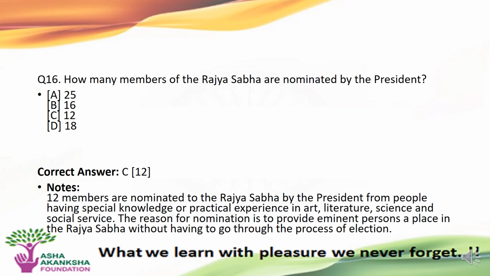The next question is, how many members of the Rajya Sabha are nominated by the president? The options are A. 25, B. 16, C. 12, and D. 18. The correct answer to this question is option C. That is, 12 members of the Rajya Sabha are nominated by the president. Basically, these 12 members represent various facets of the culture and the holistic view of a country. These 12 members usually belong to various subjects like art, literature, science, and social service.